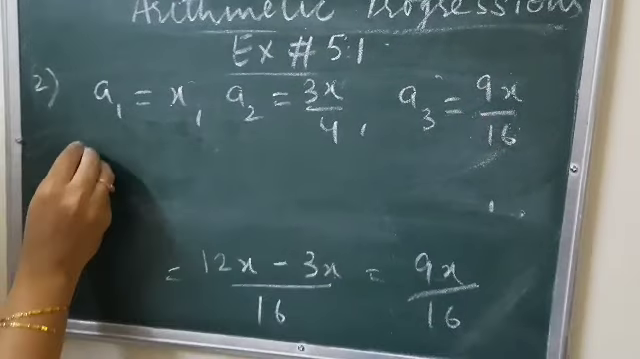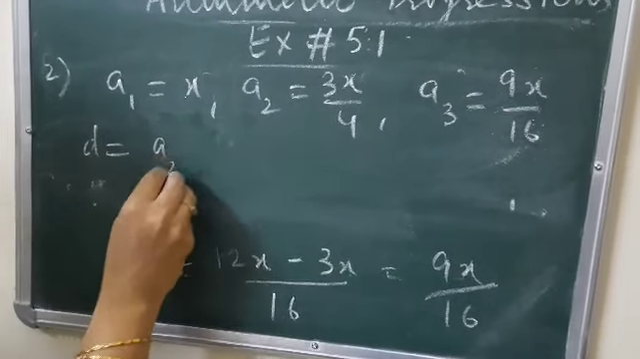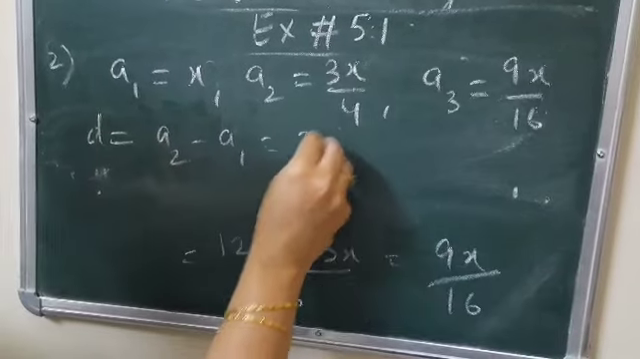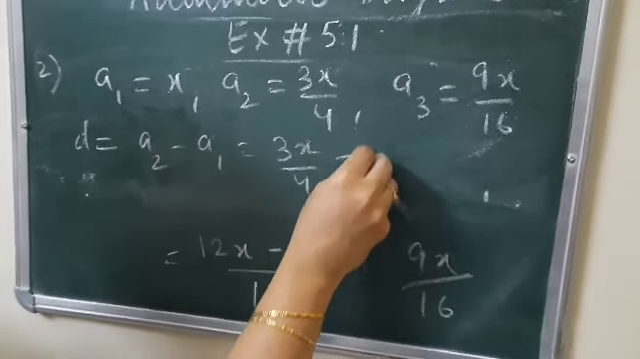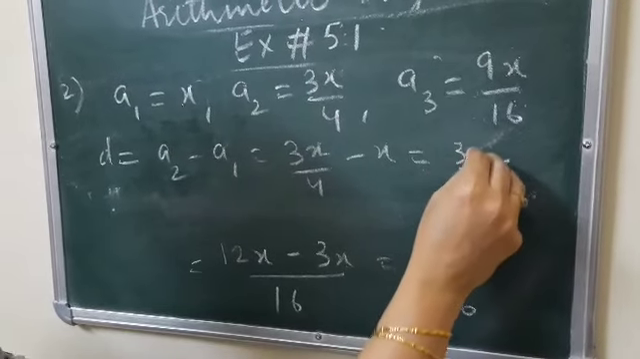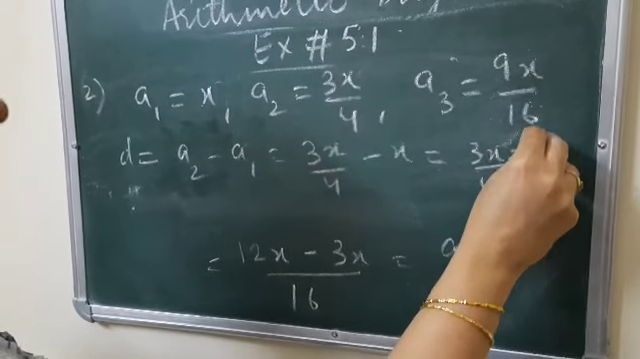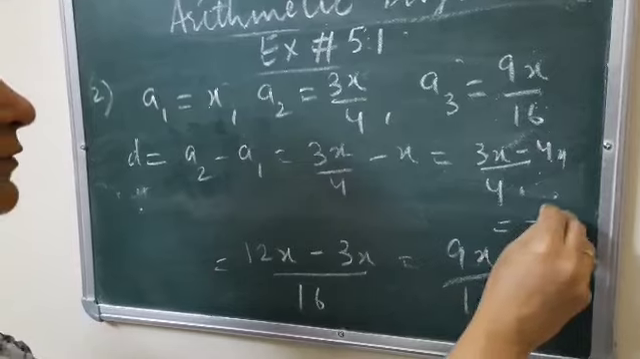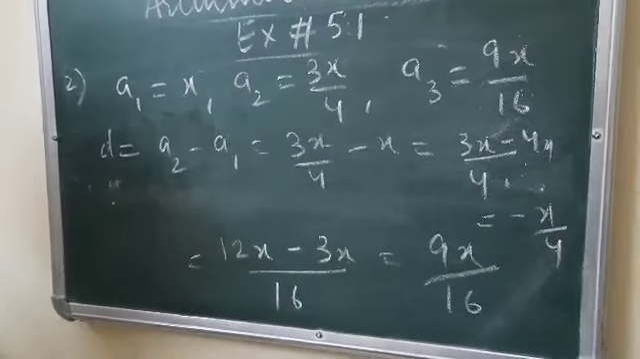Now, check whether d is the same or not. When we find the first d, it is 3x/4 minus x, which is equal to minus x/4. This is our d. Find the second d.